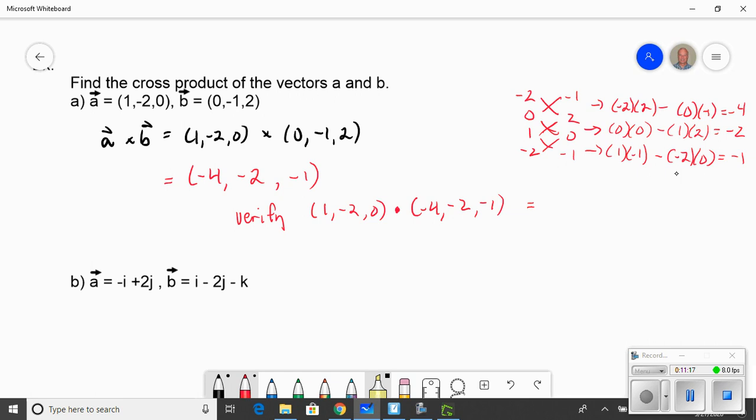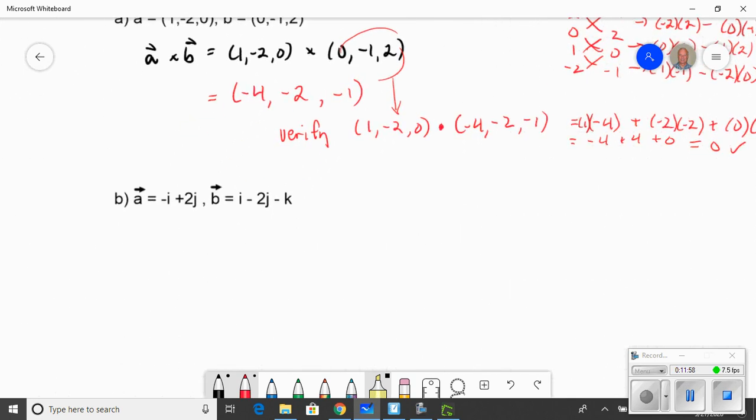So this dot product would be negative 4, that was 1 times negative 4, plus negative 2 times negative 2, plus 0 times negative 1. It looks like I've got negative 4 plus 4 plus 0, and that equals 0. That's the verification. Now I could have also used this vector here to verify it as well. So take the second vector and dot it with the calculated cross product here, and you're always going to get 0. That's the definition of finding a cross product.